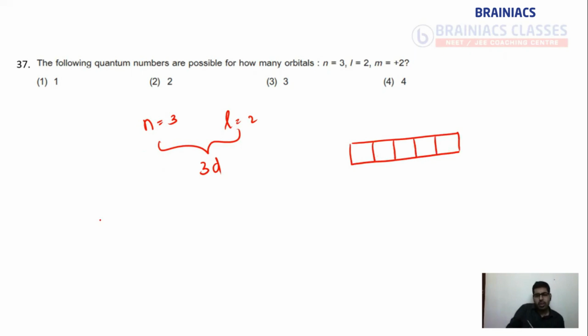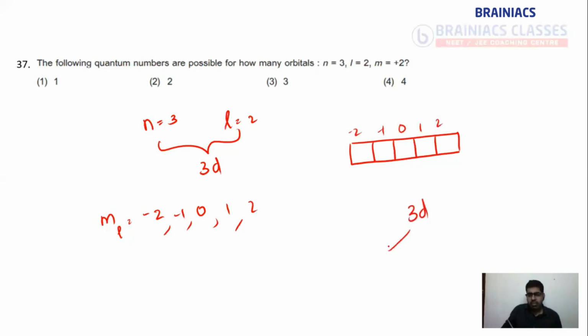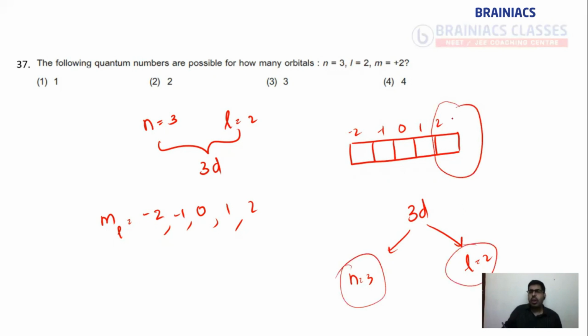Now if l value is equal to 2, ml value is equal to -2, -1, 0, 1, 2. So n is 3, this is the 3d orbital, l value 2, and if l is equal to 2, m can have values from -2 to +2. Now n 3, l 2, m +2, that is this orbital.